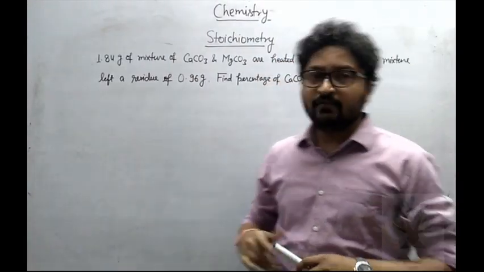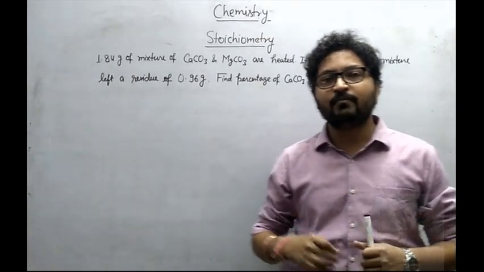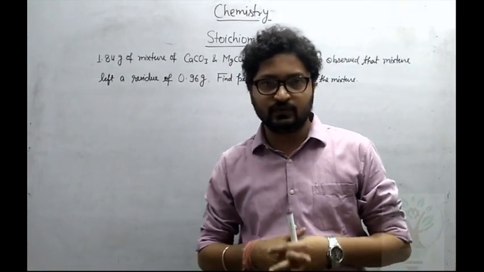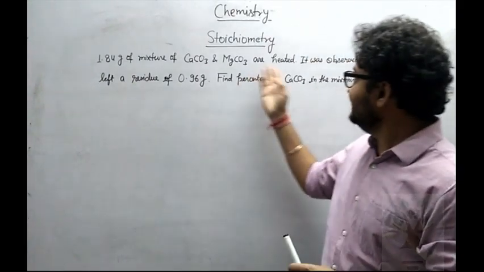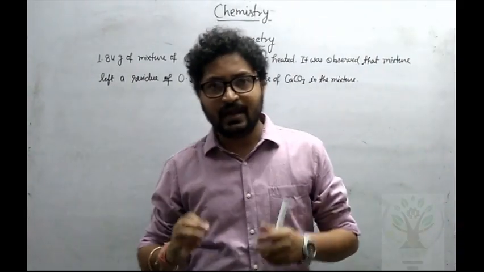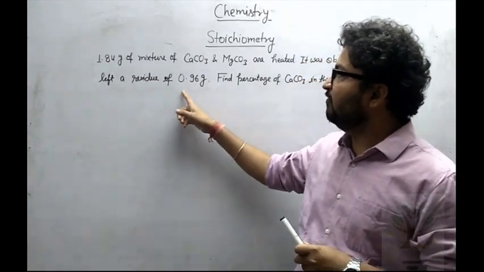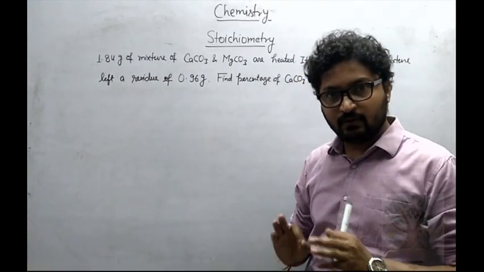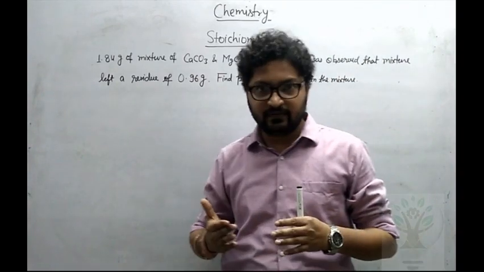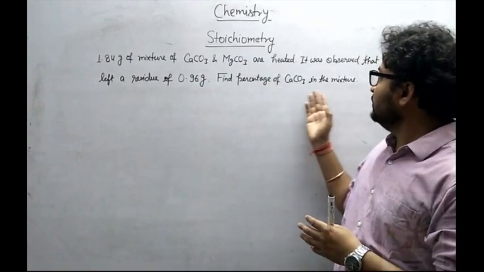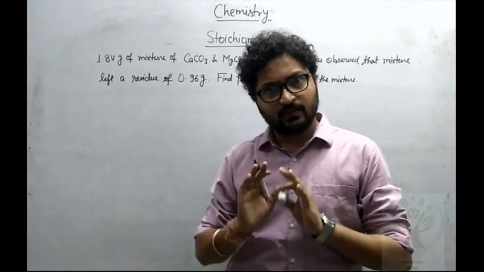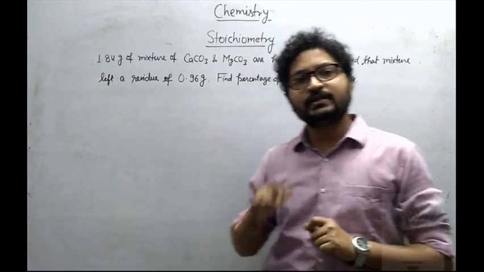They are saying we are having 1.84 gram of mixture of CaCO3 and MgCO3. Now upon heating, it was observed that the mixture left a residue of 0.96 gram. Residue means whatever is left. Find the percentage of CaCO3 in the mixture. Question is clear? Now let's see what is happening.